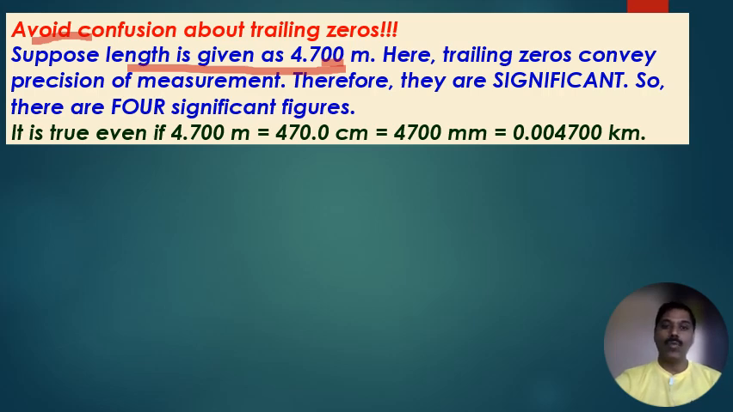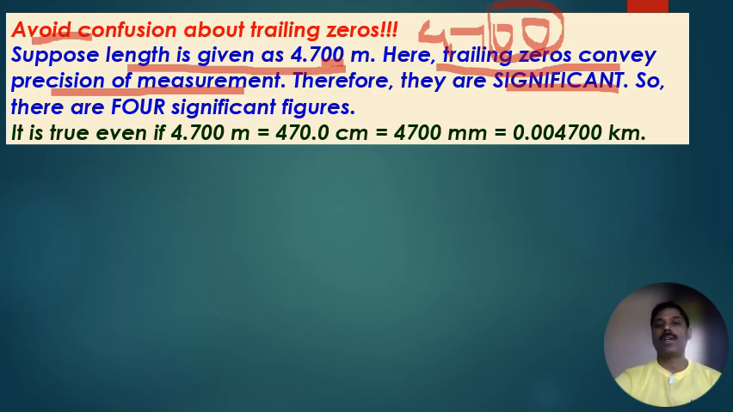However, if there is no decimal point, if it is only 4700, in this case these two zeros are not significant figures. This number will have only two significant figures, 4 and 7. Whereas in 4.700, all 4 are significant figures. So trailing zeros convey the precision of the measurement. Therefore, they are significant. This is the reason why these two zeros are considered to be significant figures.